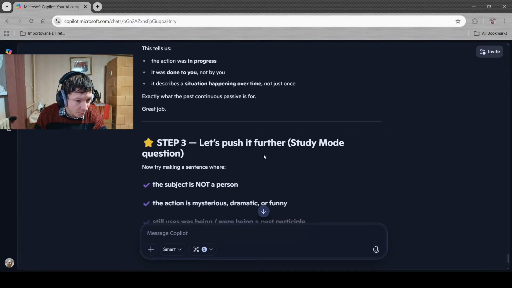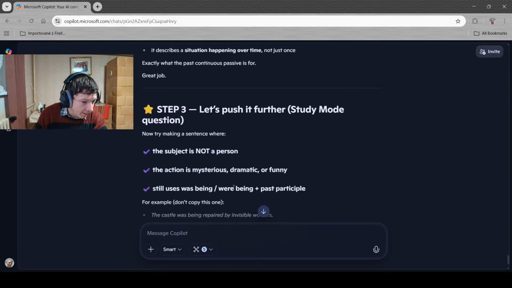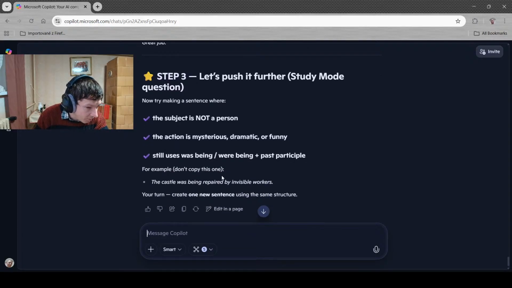Step 3. Let's push it further. Study mode question. Now try making a sentence where the subject is not a person, the action is mysterious, dramatic, or funny. Still uses was being or were being plus past participle. For example, don't copy this one. The castle was being repaired by invisible workers. Your turn. Create one new sentence using the same structure.